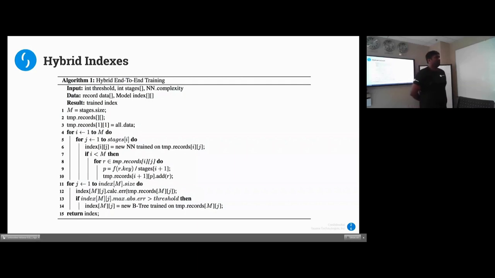Jumping a little bit. But what is the cost of computation here? I mean, ultimately the goal is to make it faster, right? Yeah.